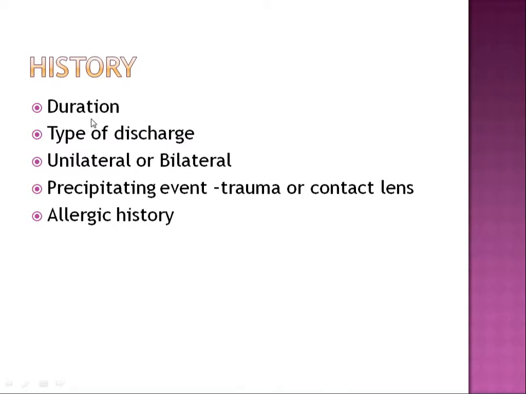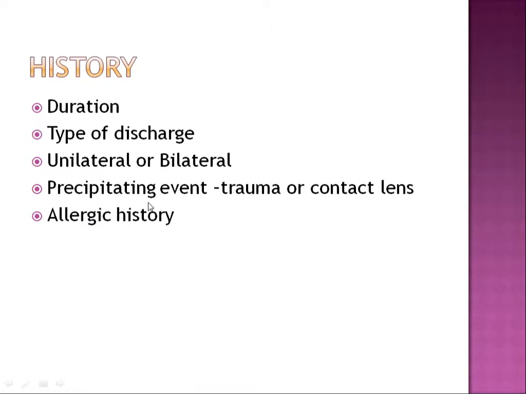So in the history, it is very important to know these points. What is the duration of onset of symptoms? Whether it is sudden or it is chronic. It can be sudden as in a case of trauma, or it can be chronic in a long-standing chronic iridocyclitis. You have to ask about the type of discharge for differentiating the type of infected conjunctivitis. There are many reasons why it could be unilateral or bilateral. So this will also help you to know which kind of infection or allergy is the cause that can be there in the eye.